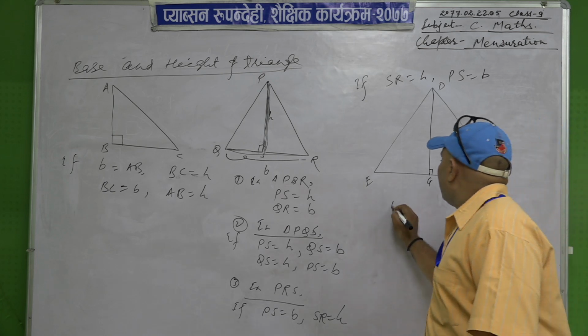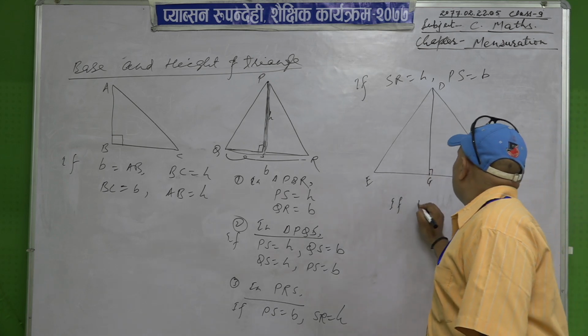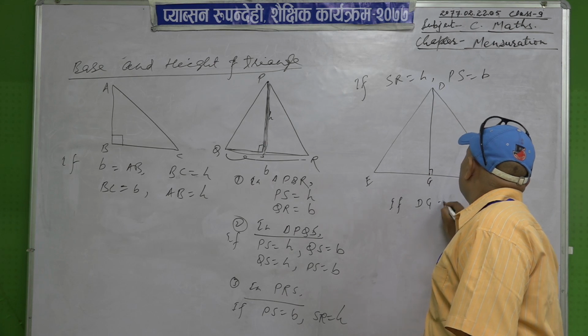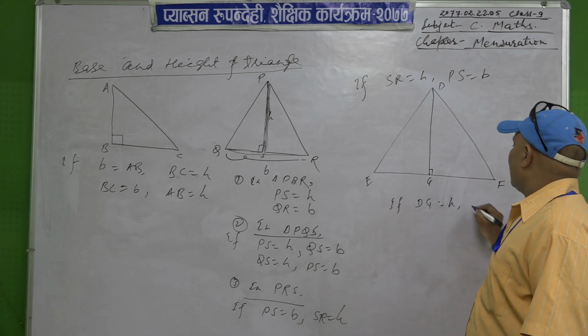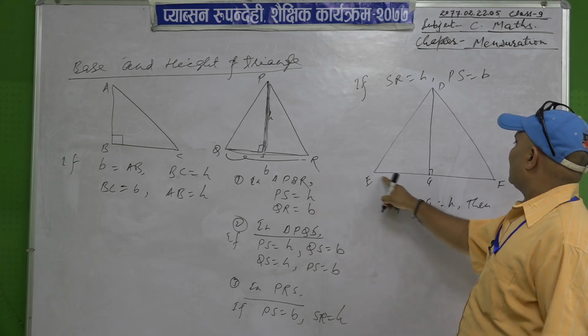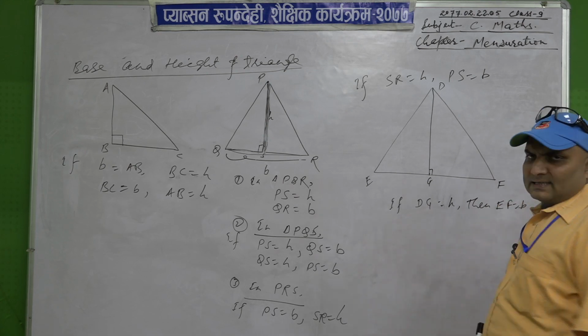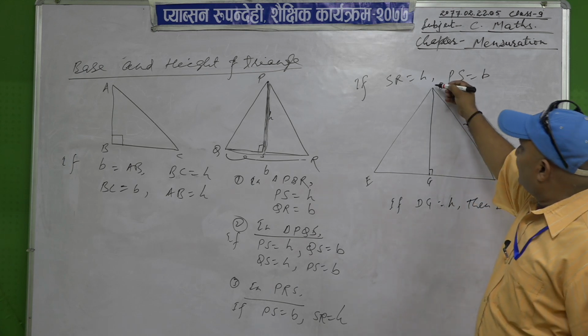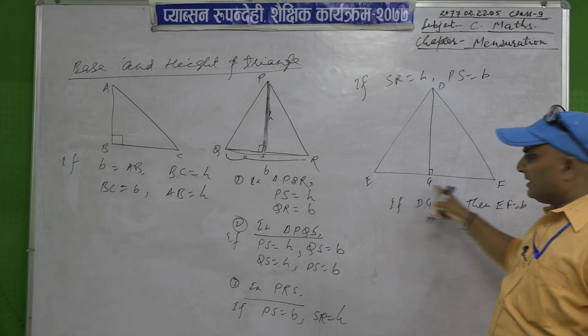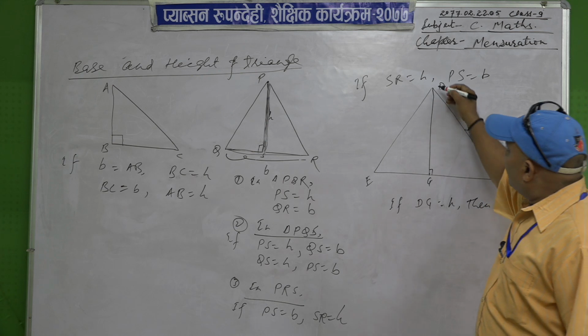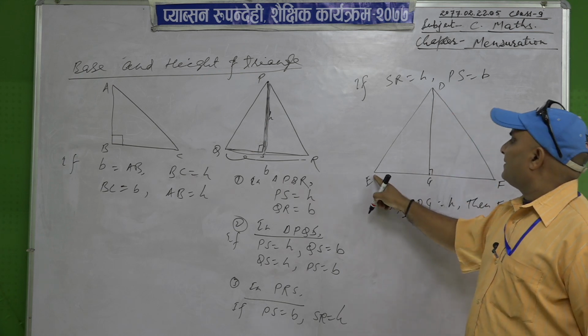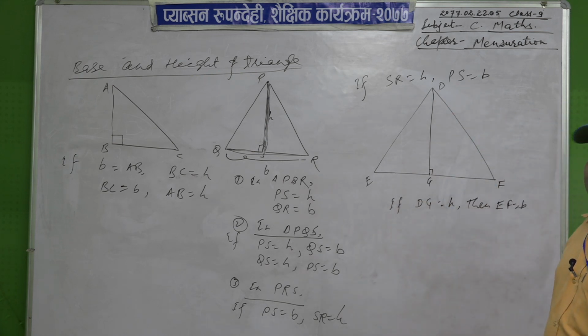Then here, if DG is height, then EF will be base. In this figure, DG is perpendicular to EF, so DG is height, and EF will be base.